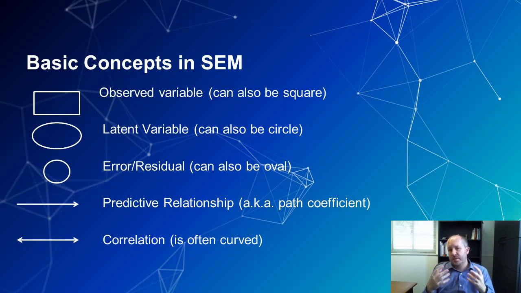This is, in most situations, either going to be a regression coefficient or a factor loading when you're doing a confirmatory factor analysis. But for the most part, these are going to be regression coefficients, linear regression. A line with an arrowhead on both ends, usually drawn with a curved line, represents a correlation or covariance between two variables.